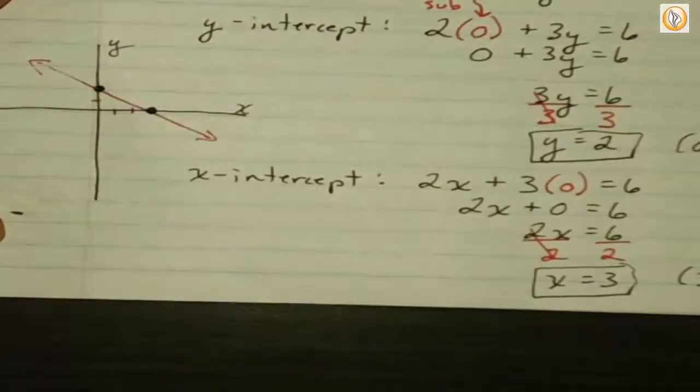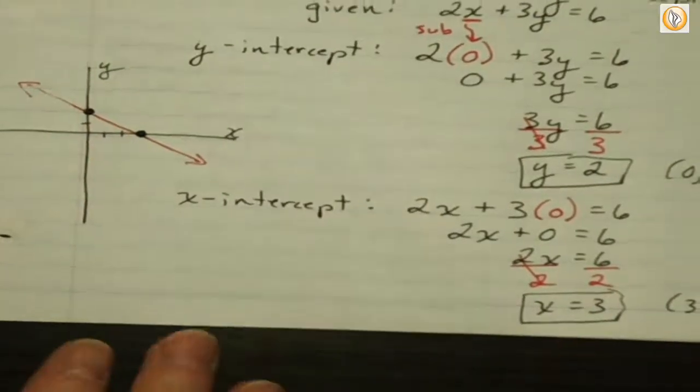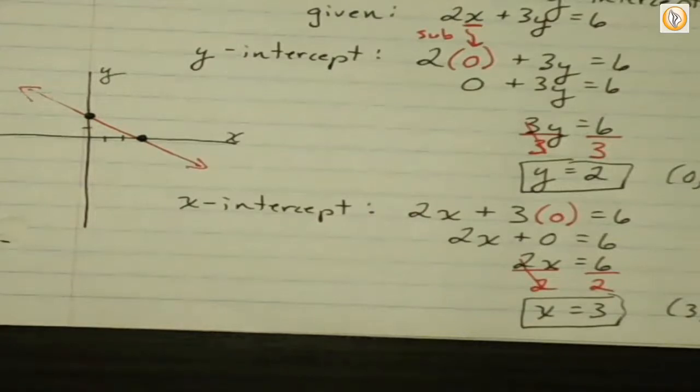I do have one question. Yeah. So they did give the number 0, right? For the x and y. Do what?